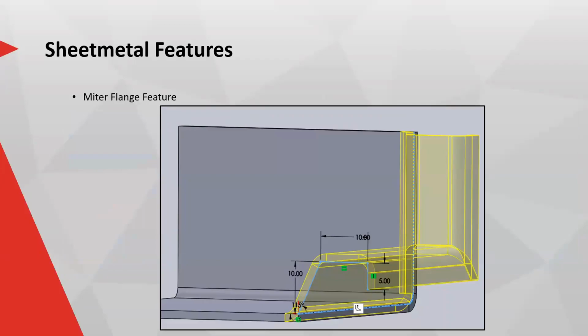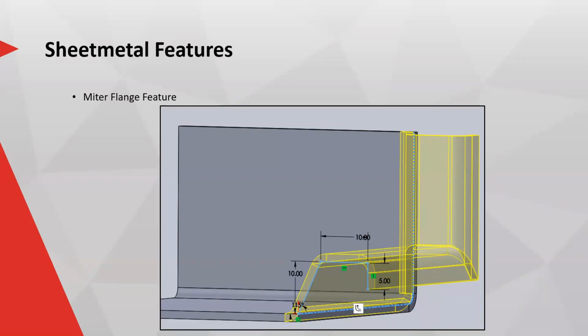Before I carry on, I just want to mention one more thing, and we are going to create a miter flange. A miter flange is also a sketch-driven feature. Like I mentioned, it's a mixture of an edge flange and a base flange. However, you do need a sheet metal component. So when I go and create my design, we'll have a quick look.